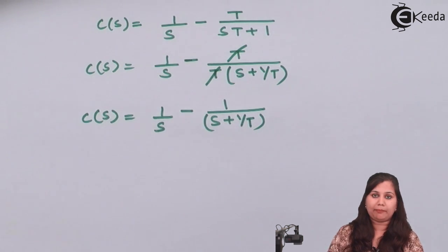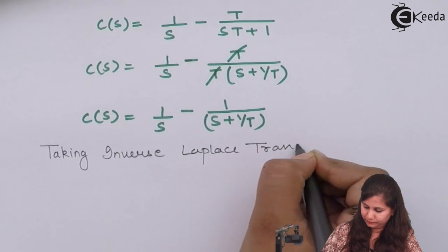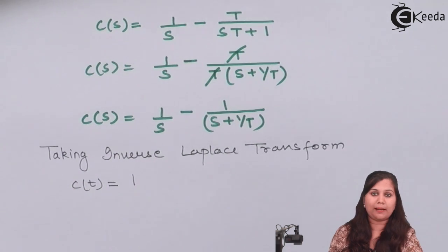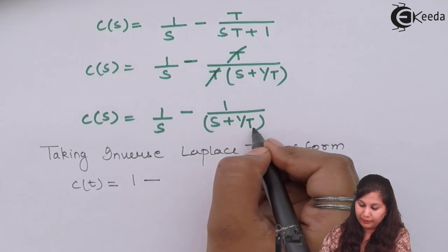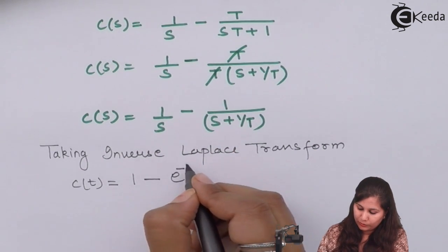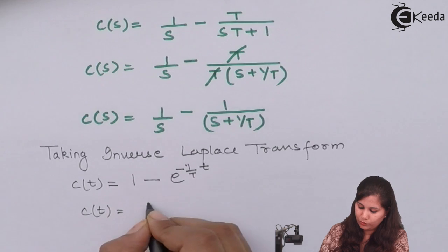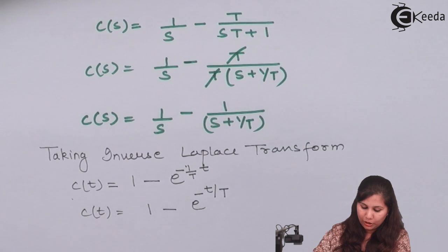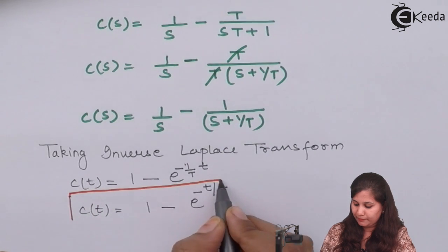Now we can take the inverse Laplace transform of this C(s) so that we can get C(t). C(t) will be equal to 1 by s, so its inverse Laplace transform will be 1. It is for the unit step function, minus we have 1 upon s plus 1 by T, so it is e raised to the power minus 1 by T into t, or we can say that C(t) is equal to 1 minus e raised to the power minus small t upon capital T. So this is the equation of the output response when the input is a unit step function.